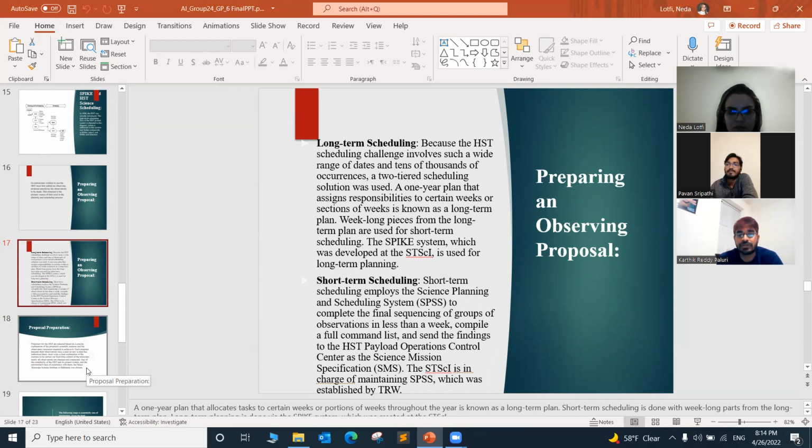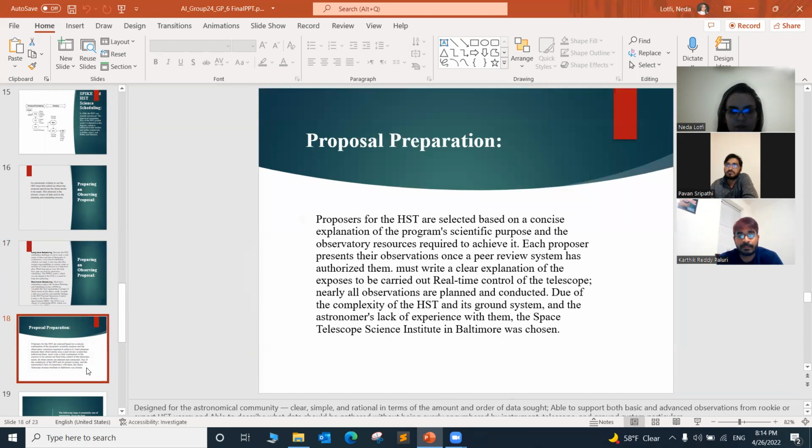Short-term scheduling. Short-term scheduling employs the Science Planning and Scheduling System, SPSS, to complete the final sequence of groups of observations in less than a week, compile a full command list, and send the findings to the HST Payload Operations Control Center as the science mission specification. The STScI is in charge of maintaining SPSS, which was established by TRW.